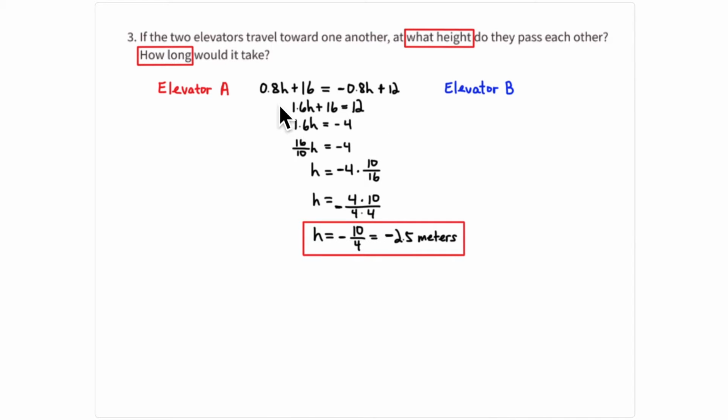So the way to figure that out is to take each expression: the expression for elevator A, this is time. Time equals this amount. And this is time for elevator B. Time equals this expression. So if you make those two times equal to each other, they travel the same time, when will they be at the same height? You figure out what that height is. So you go through the calculation, and you get a height of a negative 2.5 meters.